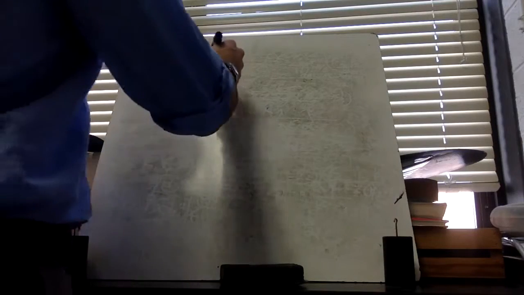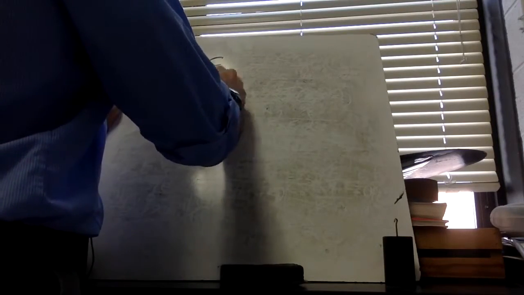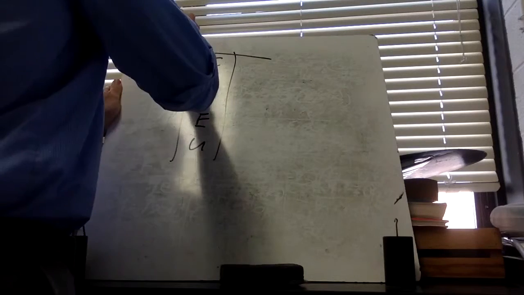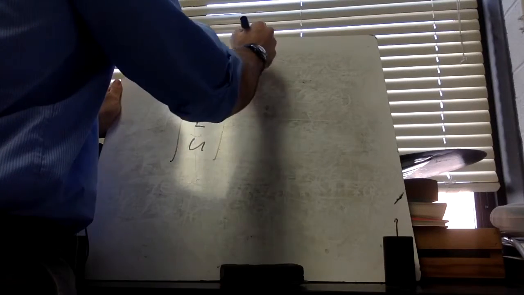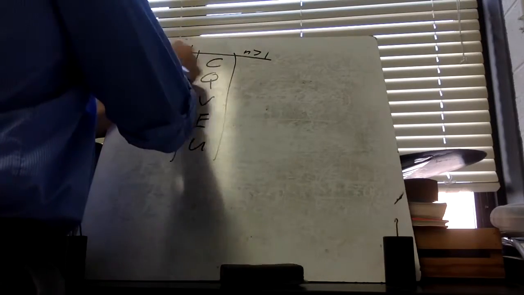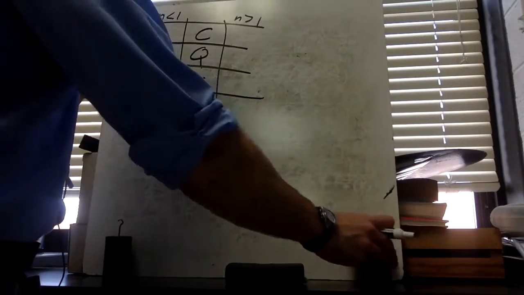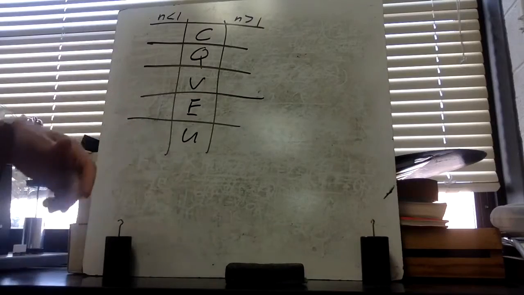What's the constant here? The thing that's constant is the charge. So charge has got to remain constant. And so we've got this chart, C, Q, V, E, and U. But now we've got two things. This is for n less than 1 and for n greater than 1. And so what's the thing that we're altering here? What we're changing is the distance between the capacitor plates, right?